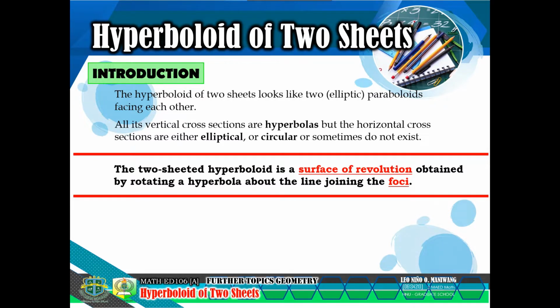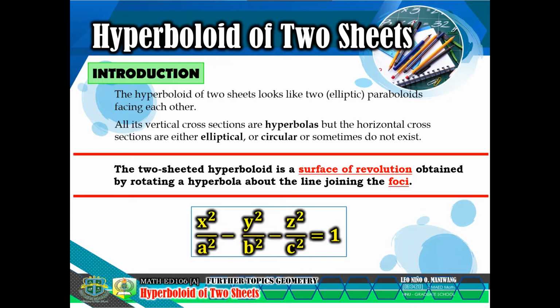The two-sheeted hyperboloid is a surface of revolution obtained by rotating a hyperbola about the line joining the foci. So, in order to create this solid, we are going to rotate, or have a surface of revolution of, the hyperbola using the line connecting the two foci. The standard equation of a hyperboloid of two sheets is x squared over a squared minus y squared over b squared minus z squared over c squared is equal to 1.